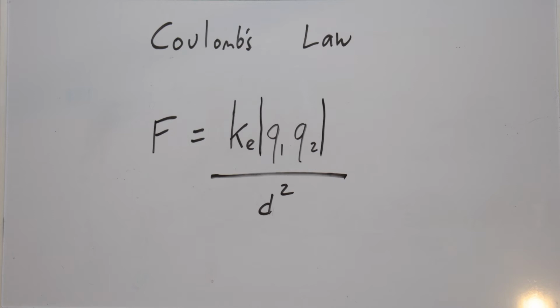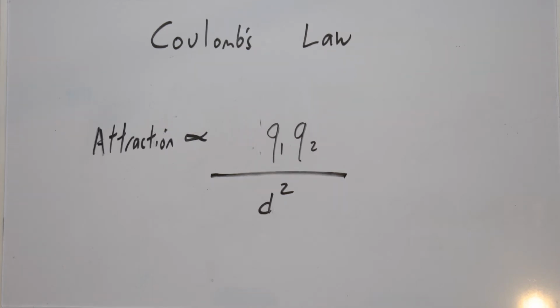Now that, in our terms, is going a little bit more into the physics and mathematics than we care to do right this moment. But what we really need to think about is the attraction that we're going to deal with, if we're talking about opposite charges, is proportional to the magnitude of the first charge, the magnitude of the second charge, and inversely proportional to the square of the distance between them.